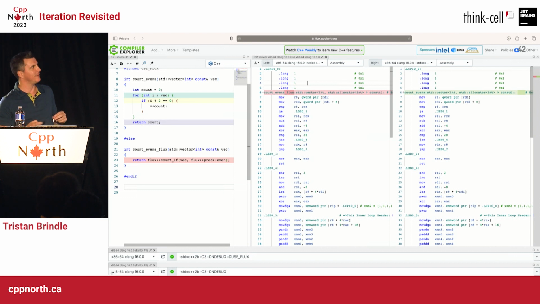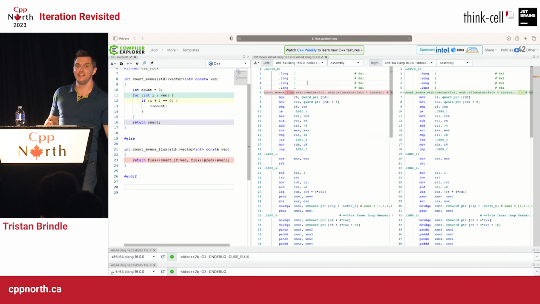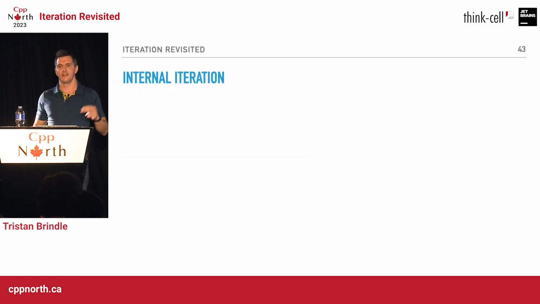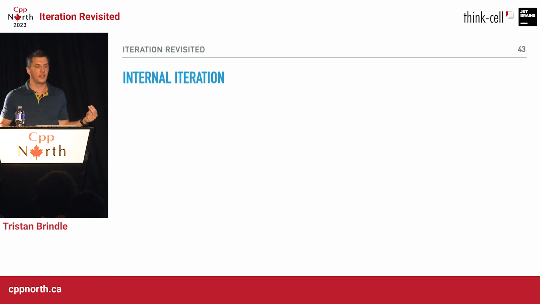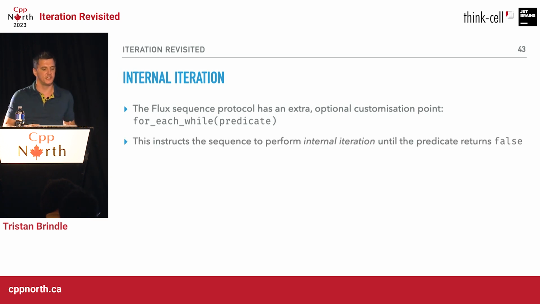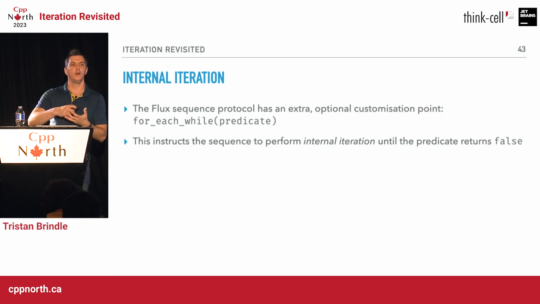Right? So if you came to my lightning talk last night, you probably know what's going on here. What's going on is that Flux has this extra feature called internal iteration. So this is an optional extra customization point that Flux sequences can implement. Currently it's called for_each_while. That name might be changing, but the way it works is that we have this function for_each_while. It takes some predicate, and what the for_each_while function does is instruct the sequence to iterate over its elements in the best way that it knows how, until such time as the predicate returns false.